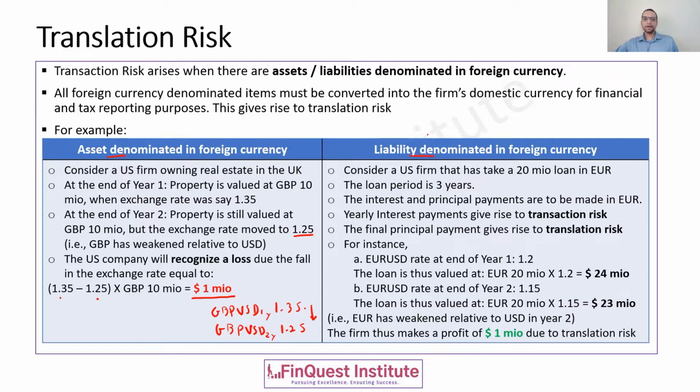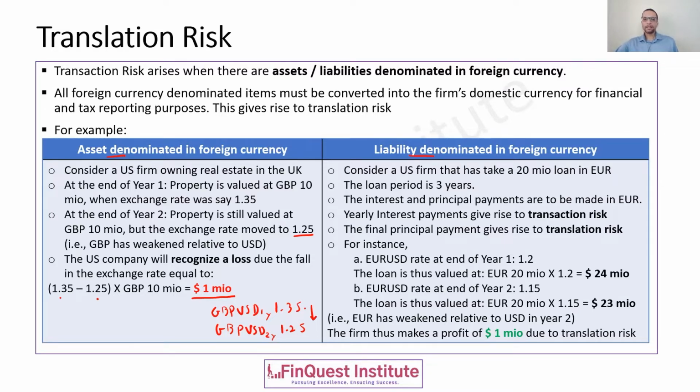Next, let's try to understand what would happen for a certain liability, which is denominated in foreign currency. Now, again, consider an American company that has to take a euro 20 million loan. Let's assume that the loan period is 3 years. I've just taken a hypothetical example, so the numbers are just made up. Now, the interest and principal payments are to be made in euros naturally, because if one is taking a loan in euro, then all of the periodic interest and the final principal payment has to be in euros itself.